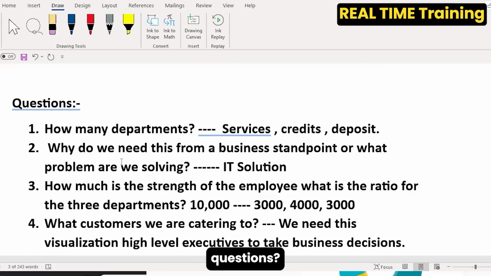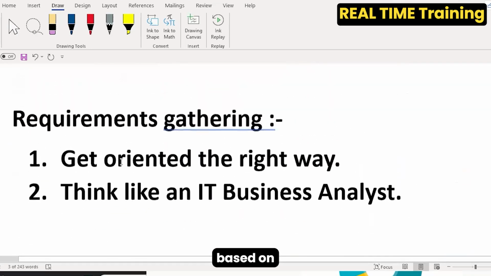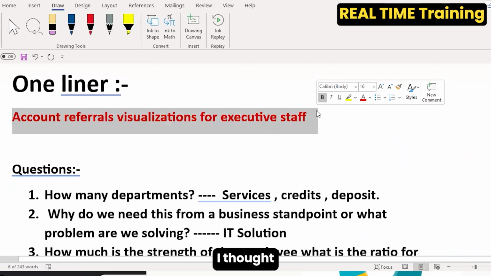Yeah, so how did you prepare questions? I just prepared 4 or 5 questions and I went there, whatever came to my mind. We had something called the one-liner. So all my questions were based on just this one line. So I thought of 4 or 5 questions, wrote them down in a Word document, went to the meeting and asked them.